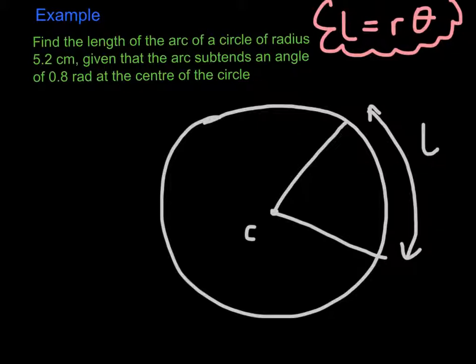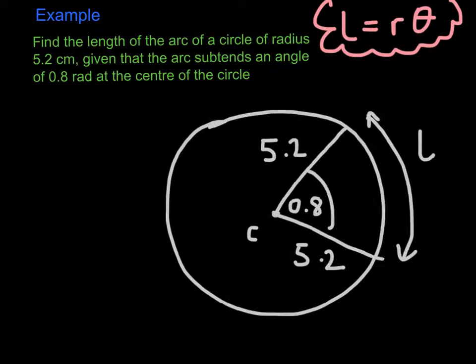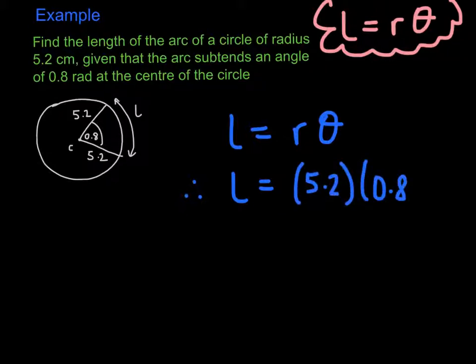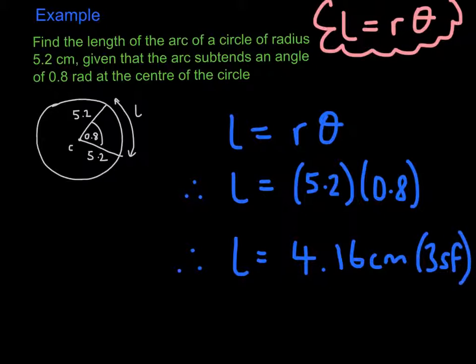So that angle there is going to be 0.8. The two straight sides are obviously the radius of the circle, so that's 5.2 and that's 5.2, and we want to work out L. Literally all we do is multiply the radius and the angle by each other. So L is equal to r theta, therefore L is equal to 5.2 times 0.8. Couldn't be easier. So the length of our arc is 4.16 centimetres, and that's been rounded to 3 significant figures.